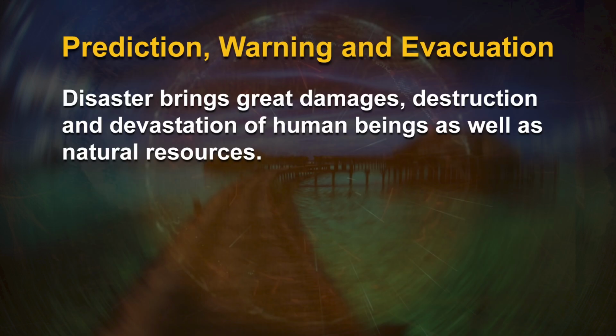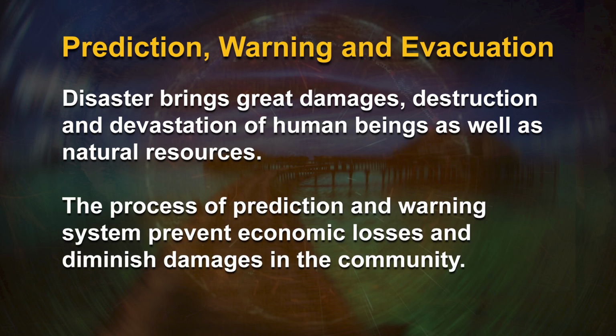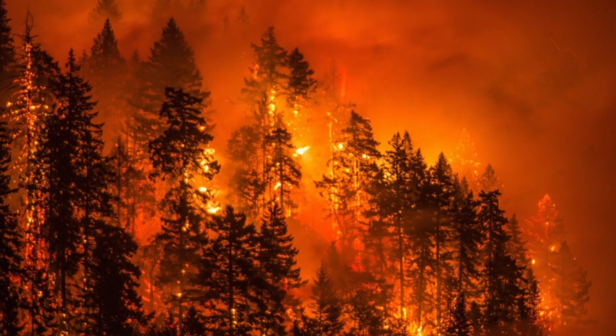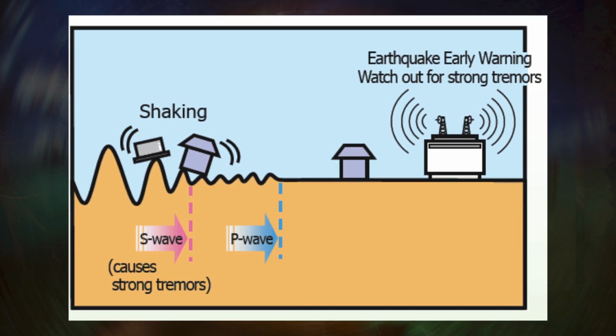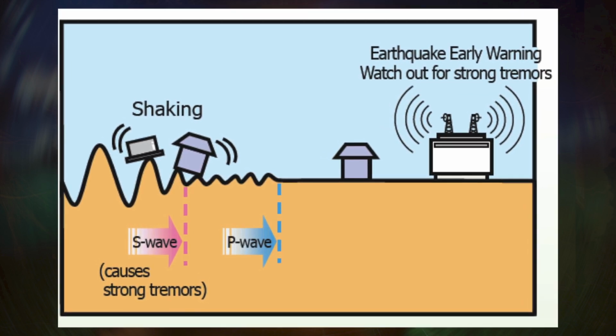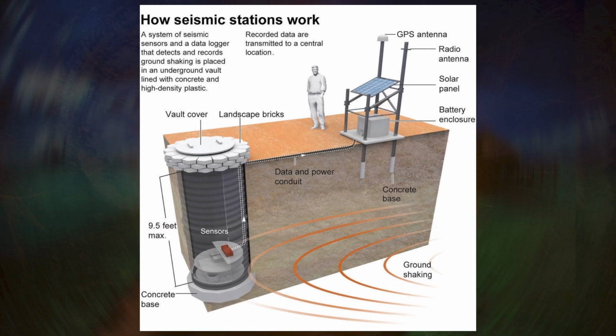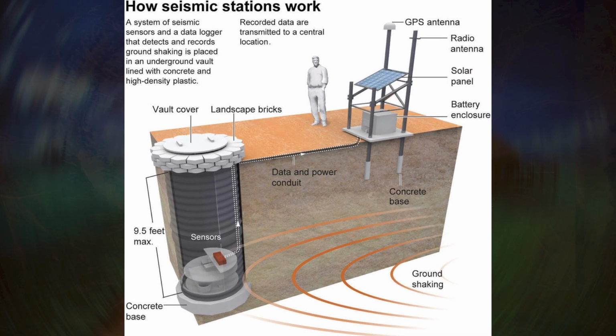Prediction, warning and evacuation. Disaster brings great damage, destruction and devastation of human beings as well as natural resources. The process of prediction and warning systems prevents economic losses and diminishes damages in the community. Prediction and warning communicate alertness on floods, wildfires and so on. Early warning is a systematic collection and analysis of information in identification of emergencies and crises in disaster prone areas.